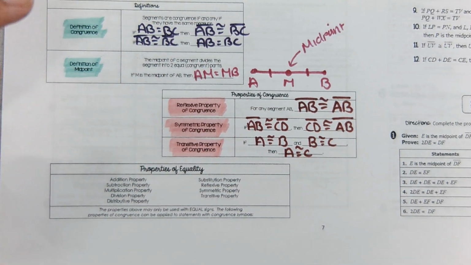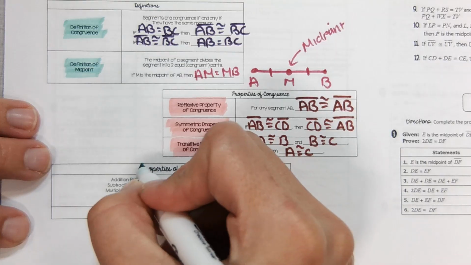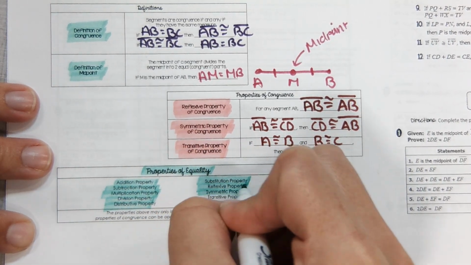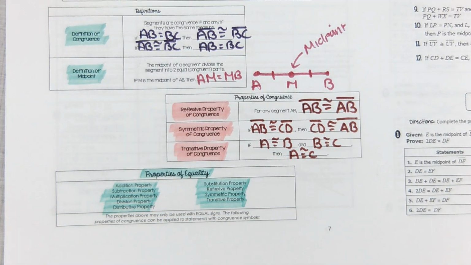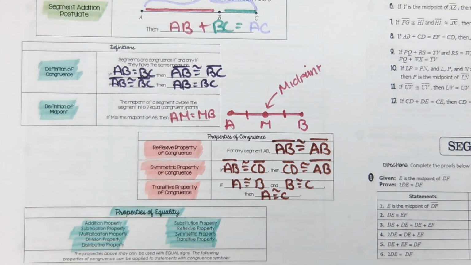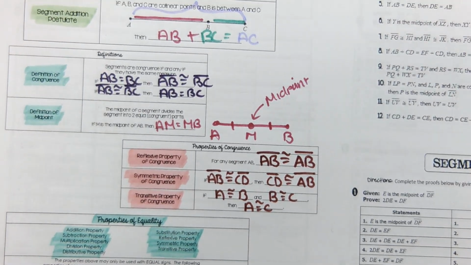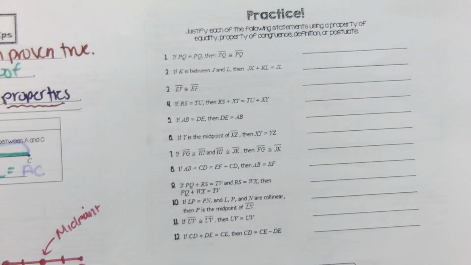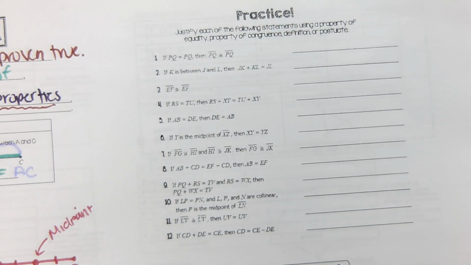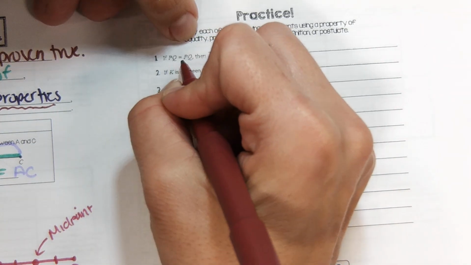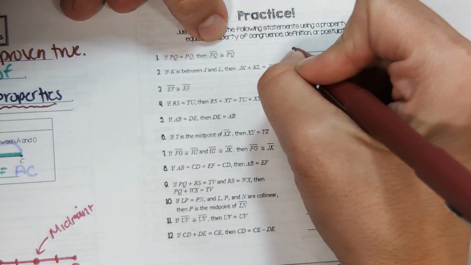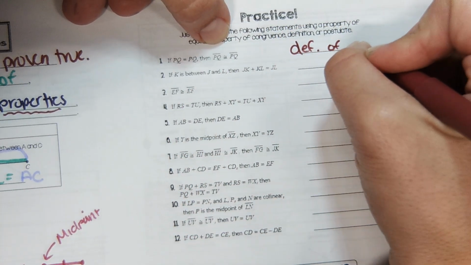And then down here, the properties of equality. We went over all of these yesterday, and they can come up today, and you'll see how they come up. But yes, all these are fair game. Okay, so then we are going to practice integrating these into different situations or identifying them in different situations, just like we did yesterday. So for this practice, it gives us some examples, and then we just identify the property that's taking place. So here it says if PQ is equal to PQ, then PQ is congruent to PQ. So if they're equal, then they're congruent. That is definition of congruence.